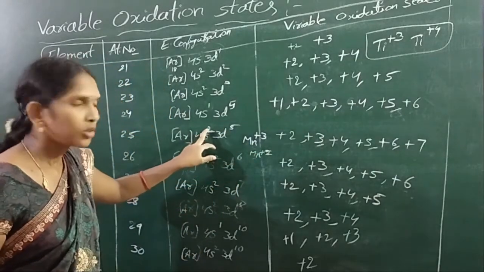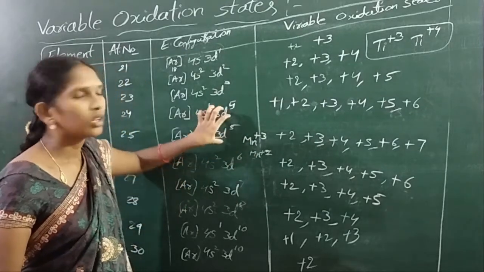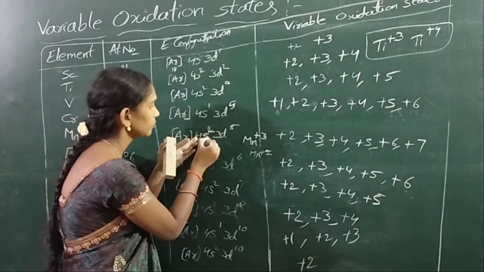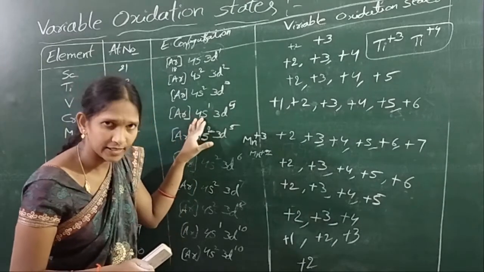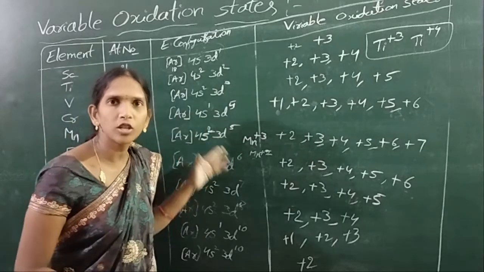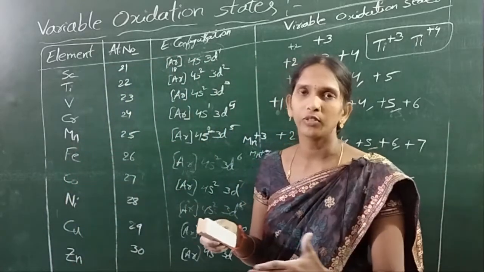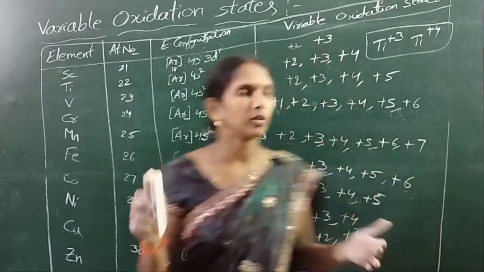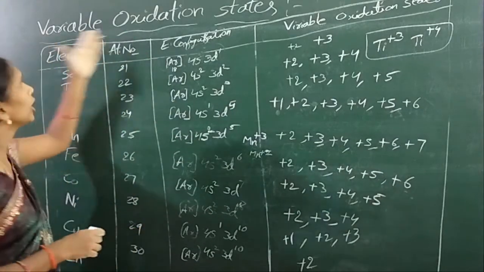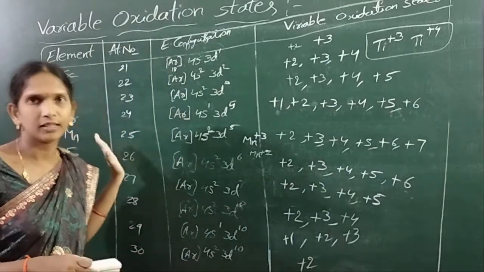Mn+3 means 2 electrons from S and 1 electron from D. Okay, so unstable. Mn+2 is more stable. Why? Because 2 electrons are removed from S orbital, then it gets argon and 3d5 configuration. It is more stable. Half-filled, when the element has half-filled or completely filled configuration, that element is more stable. Okay. Next, this is the variable oxidation states of D block elements in 3D series.